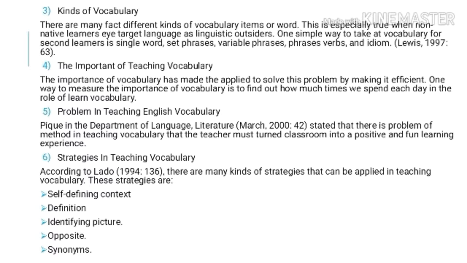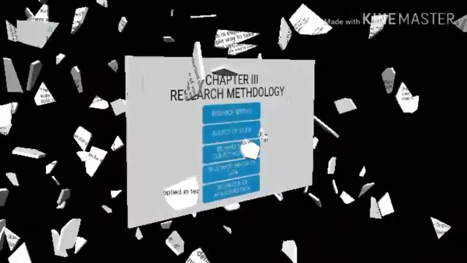Fifth, problems in teaching English vocabulary. The Department of Language Literature, March 2000, states that there is a problem of method in teaching vocabulary, that the teacher must turn the classroom into a positive and fun learning experience. And the last, strategies in teaching vocabulary. According to Lado, 1994, there are many kinds of strategies that can be applied in teaching vocabulary. These strategies are: first, self-defining context; second, definition; third, identifying pictures; fourth, opposites; fifth, synonyms.